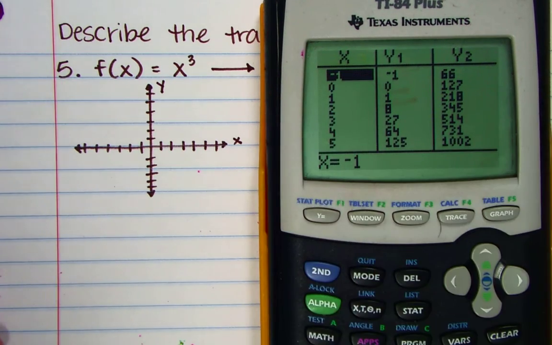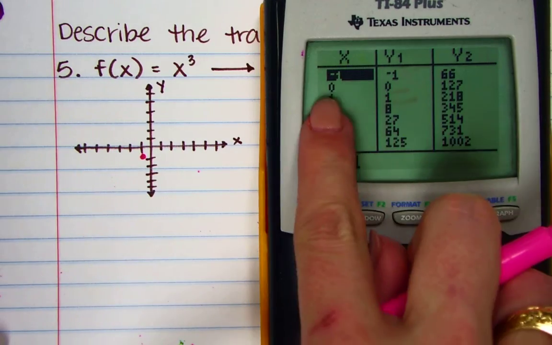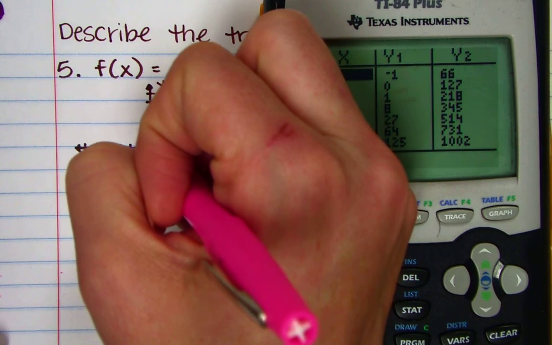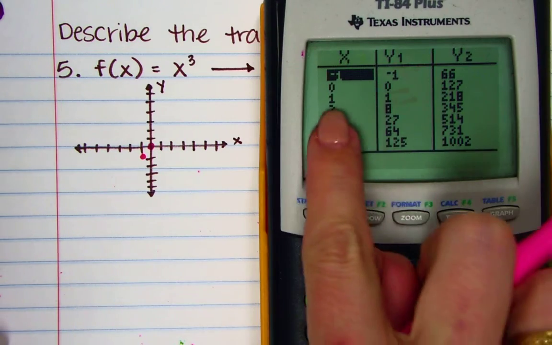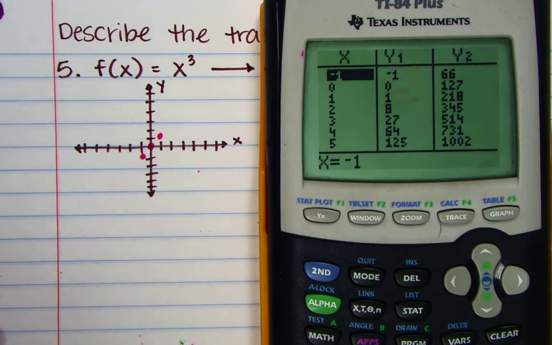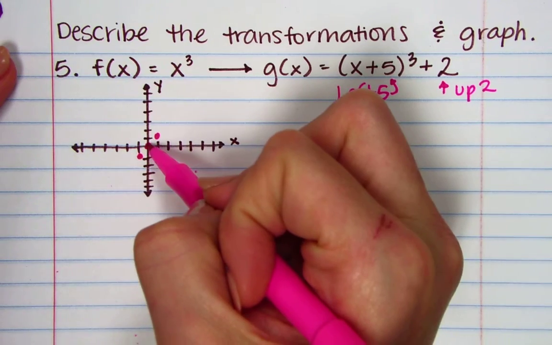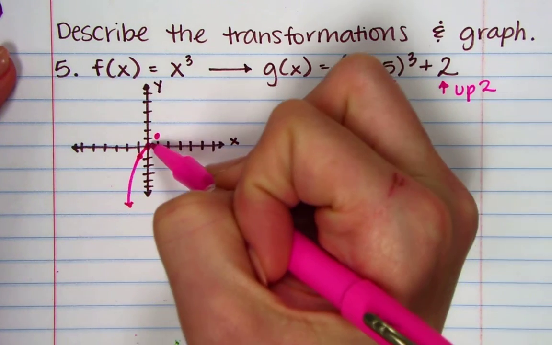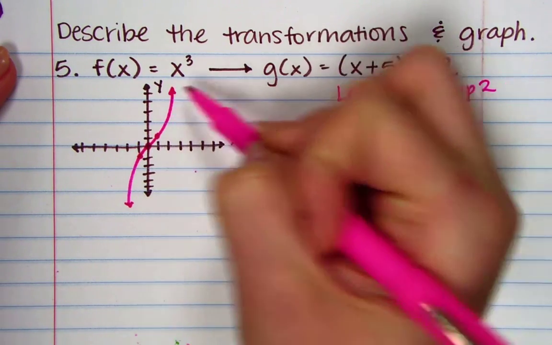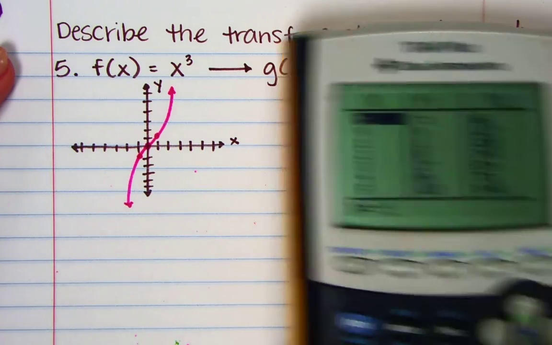So -1, -1, that would be here. 0, 0, and 1, 1. And if I just take those 3, it looks like it's a straight line, a positive straight line. But I really know what the graph is supposed to look like. It's a cubic function, so it'll look kind of like this.